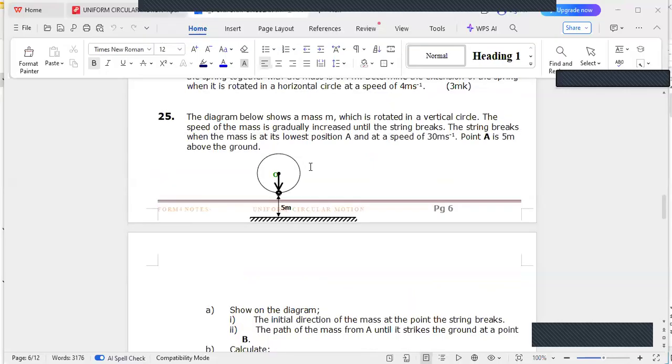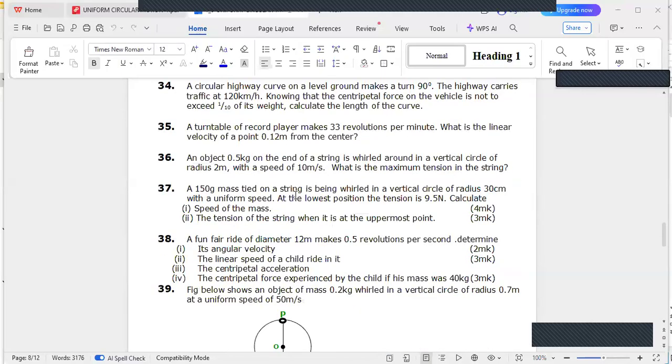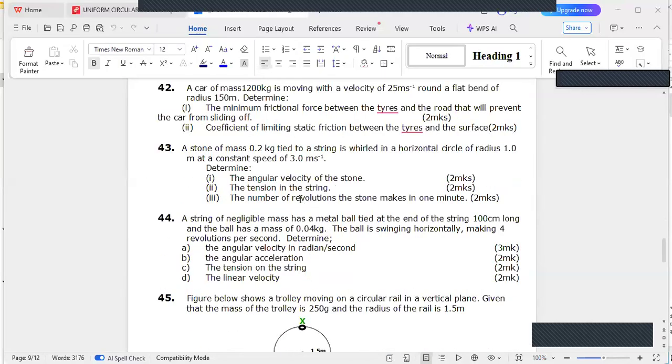It's a combination of uniform circular motion and linear motion. Now, suppose you are given a graph, because you can be given a graph that looks like this.